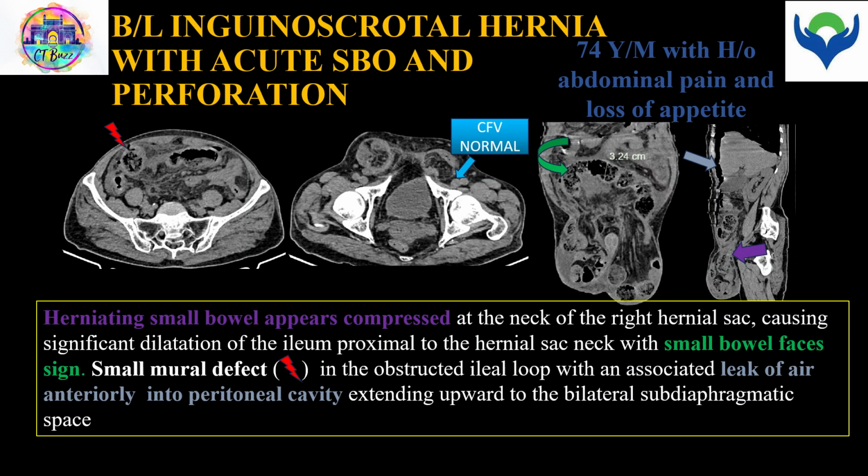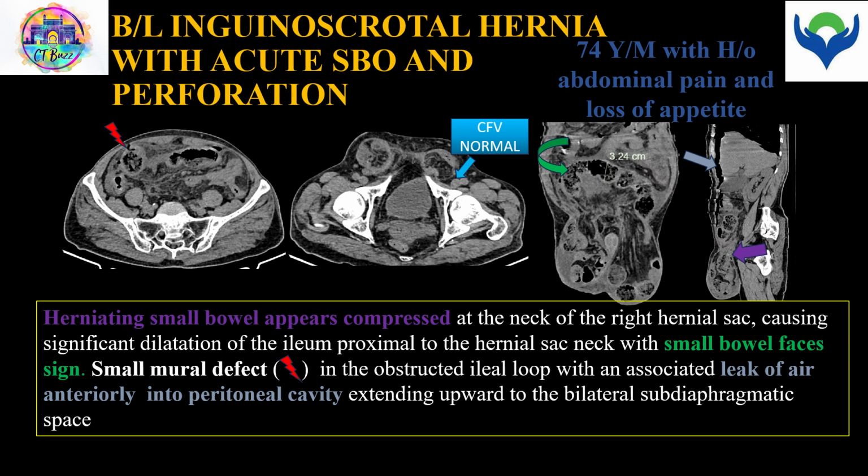This is a case of a 74-year-old male who came with complaints of abdominal pain and loss of appetite for the past 2 days and found to have bilateral large inguinoscrotal hernias with acute small bowel obstruction and complicating with perforation.